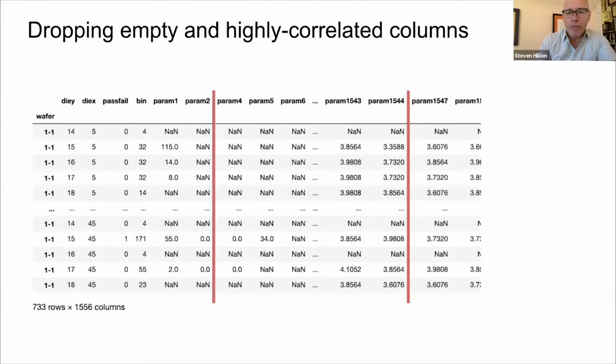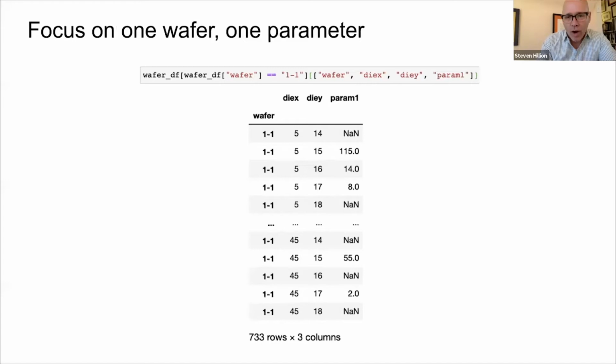So we remove the purely null columns, and we remove those that are highly correlated with each other. And now we're just going to focus on one parameter, one wafer. I've mentioned in previous episodes one of my favorite data scientists, Peter Shaw, who we had here last year. One of the techniques that he used is the one observation approach, where you really just focus down on a single observation, in this case, one parameter, one wafer. And we take a look at that.